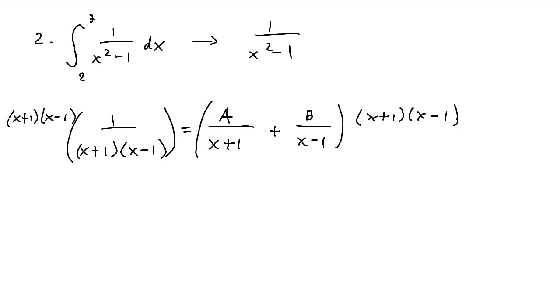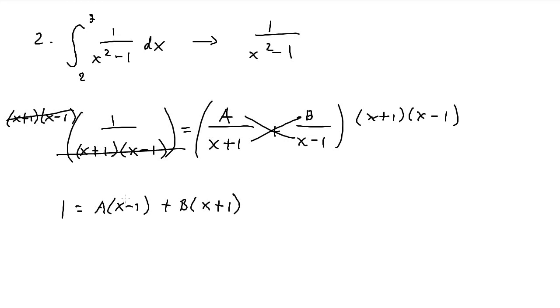Now those two will cancel, so we get 1 on the left side of the equation equals, now a shortcut here is just to cross multiply. So a will be combined with x minus 1, and then we have plus b that will be combined with x plus 1. So once again, I need to pick certain values for x so I can cancel out one term and evaluate the other term.